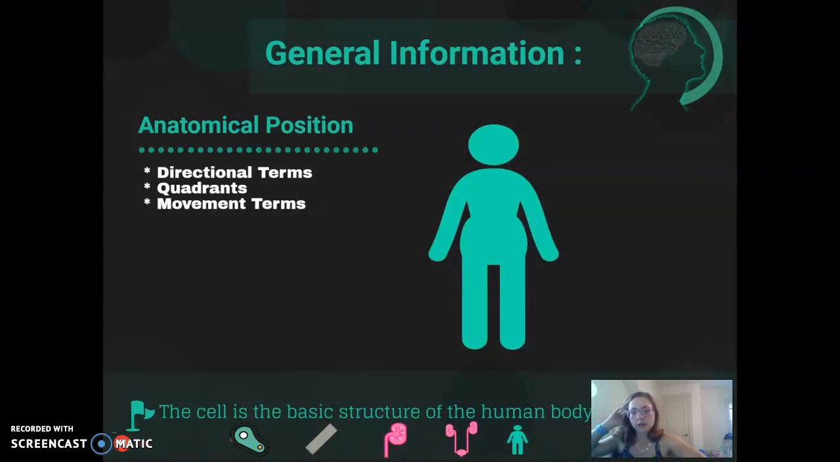So just some general information. You're going to need to know the basic terms, directional terms such as proximal, which means close to the body, and distal, which means away from the body. Quadrants refers to the 4 quadrants of the abdomen. We kind of just draw an X through it or a plus sign, and we have right upper quadrant, right lower, left upper, left lower.